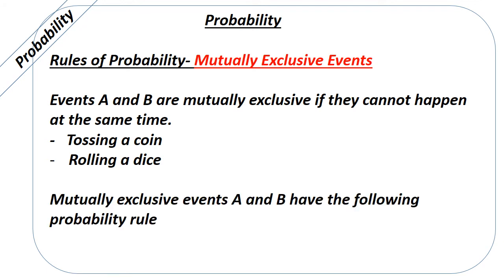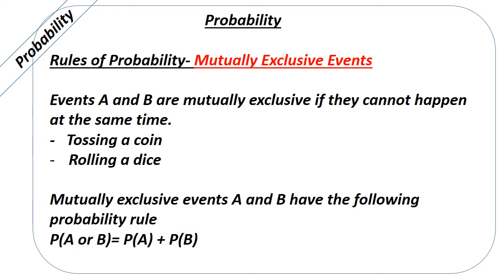So mutually exclusive events A and B have the following probability rule. The rule for mutually exclusive events is: probability of A or B is equal to probability of A plus probability of B. The keyword that you should keep in mind to tell if events are mutually exclusive usually is the word "or". When they say the probability of this happening or this happening, it means those events are mutually exclusive. This can happen or this can happen. They cannot happen at the same time.